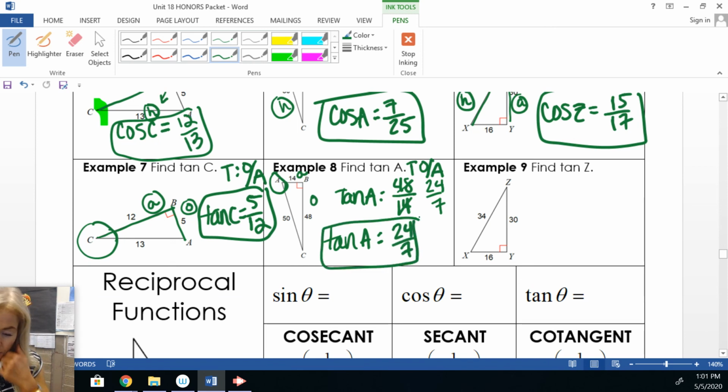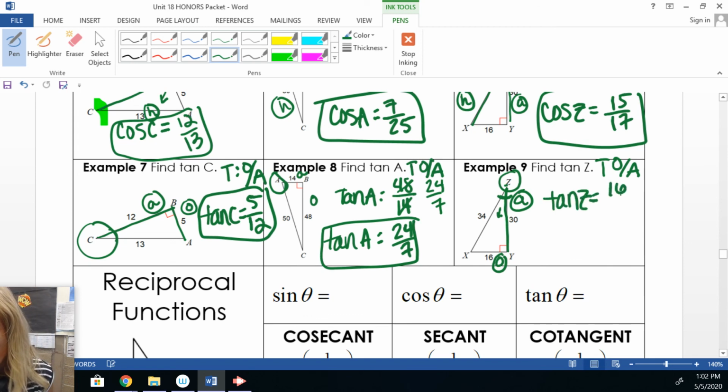Okay. And then last but not least, tan Z. Remember TOA, tangent is opposite over adjacent. So which angle? Z. So here's our angle involved. Opposite is 16, and adjacent, the one that runs right into it, is 30. Not the hypotenuse, because in tangent, we don't use the hypotenuse. So tangent Z is equal to 16 over 30, opposite over adjacent, and we divide out a 2, and we get 8 over 15. Tan Z is 8 over 15.